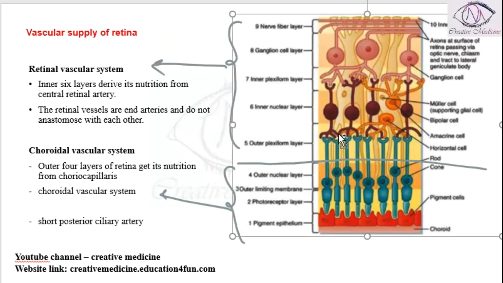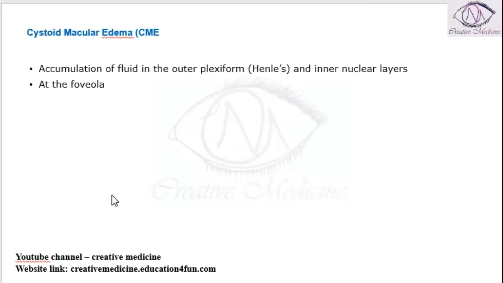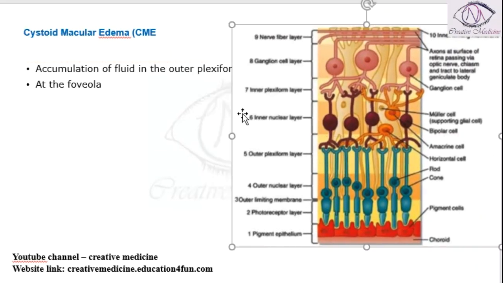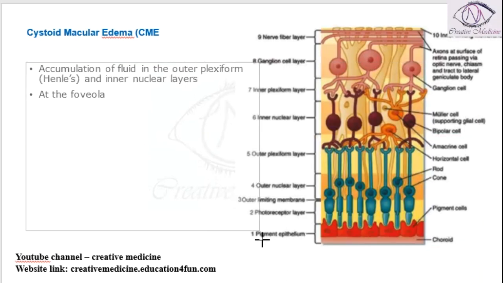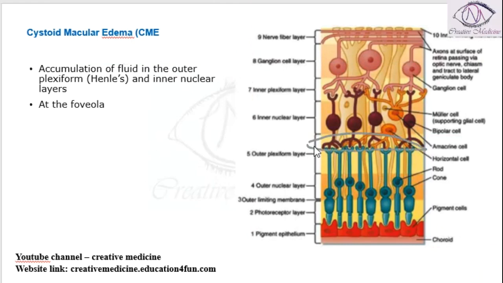So actually, in this picture, if you see, the fluid accumulation is mainly present between the outer plexiform layer and inner nuclear layer. So fluid accumulation is actually seen somewhere here, between the outer plexiform layer and inner nuclear layer of the retina.